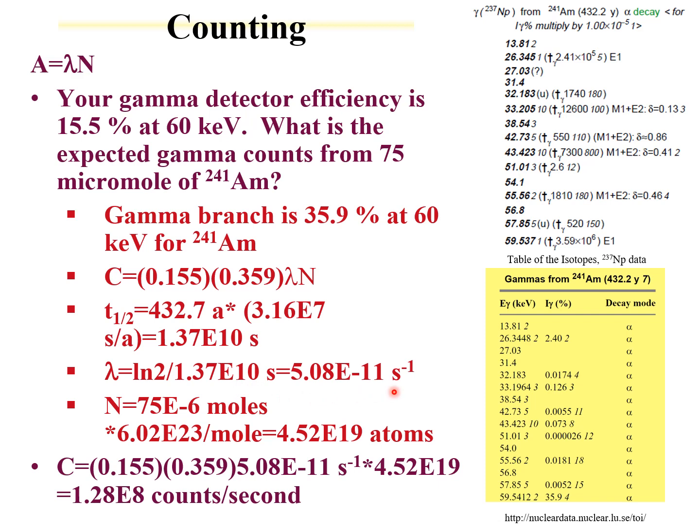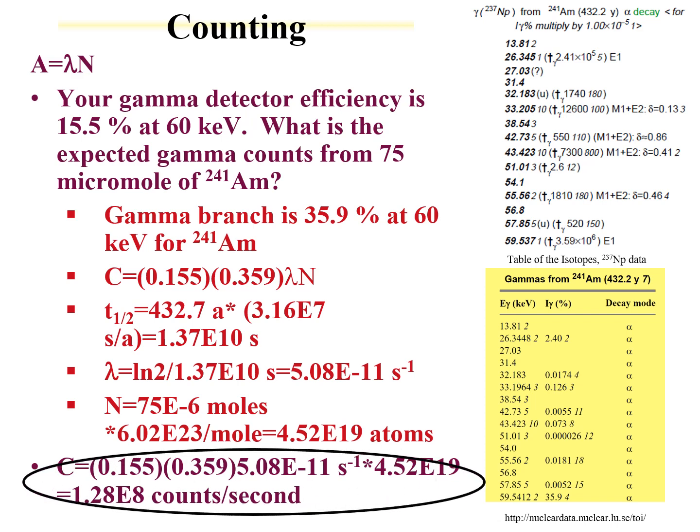So I want to find N. I tell you that there's 75 micromoles of the americium, which tells you how many atoms of americium are present. So activity equals lambda n, right, which is this term. Then I still need to multiply it by the gamma branching and then the detector efficiency. So activity equals lambda n times the gamma branching ratio times the detector efficiency.